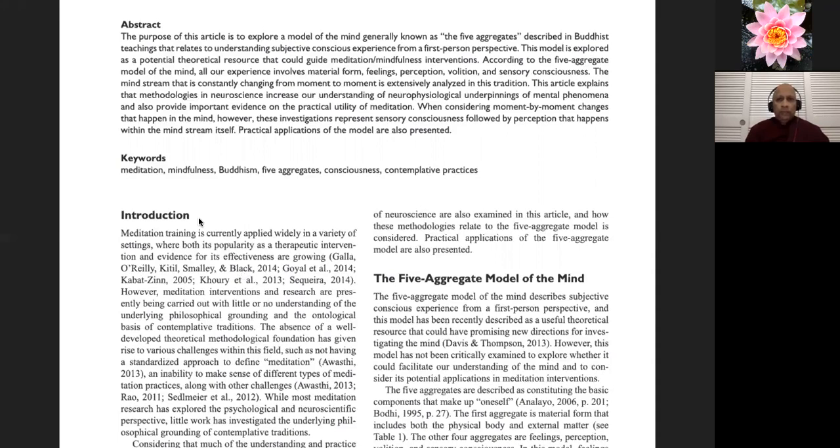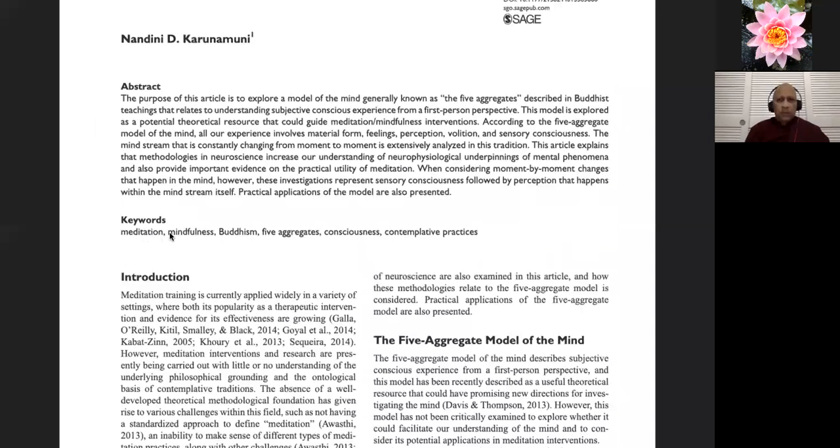Now, I think it's also worth going through Nandini Karuna Muni's abstract. The purpose of this article is to explore a model of the mind generally known as the five aggregates, described in Buddhist teachings, that relates to understanding subjective conscious experience from a first-person perspective. I like that term: to understand subjective conscious experience.